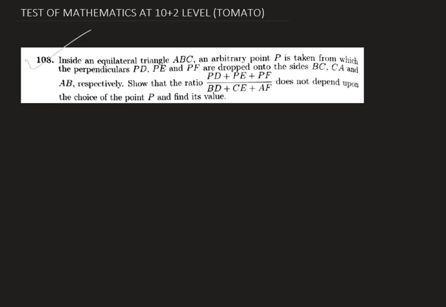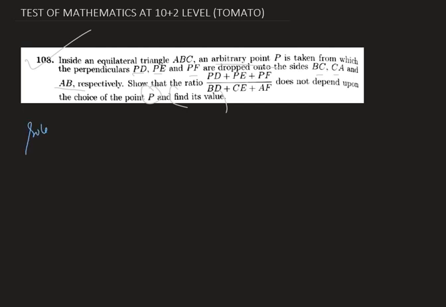Inside an equilateral triangle ABC, an arbitrary point P is taken from which the perpendiculars PD, PE and PF are dropped onto the sides BC, CA and AB respectively. Now we have to show that (PD + PE + PF) divided by (BD + CE + AF) doesn't depend upon the choice of the point P, and we have to find its value also.